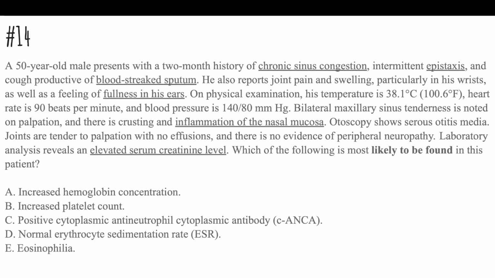GPA typically presents with elevated ESR, so D is also incorrect because it's an inflammatory process, so you won't have a normal ESR. And eosinophilia is not really seen, or it could be seen in GPA, but it's more characteristic of other conditions like Churg-Strauss, or vasculitis with asthma as it's also known, but it's not associated like c-ANCA is. So correct answer C, the presence of c-ANCA is diagnostic of GPA.